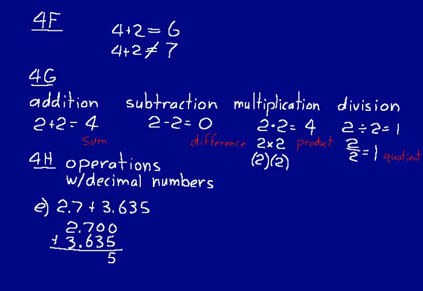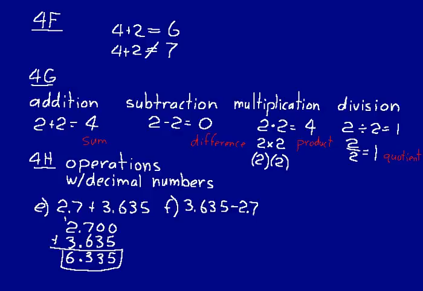0 plus 3 is 3. 7 plus 6 is 13. So we carry a 1. And then 3, 4, 5, 6 is the total there to the left in the ones place. So 6.335 would be the result there. Or the sum, I guess, would be the more appropriate way to discuss that since it's an addition problem.